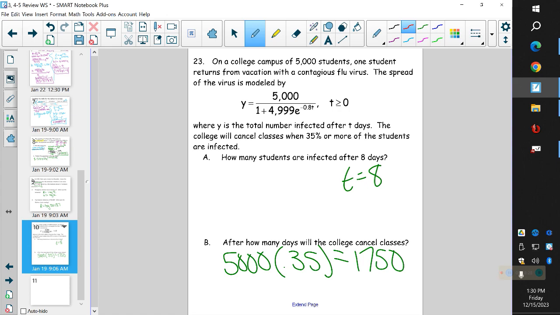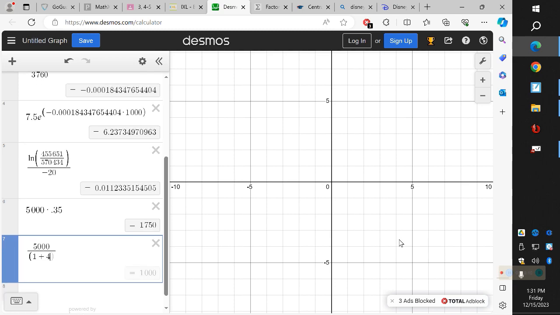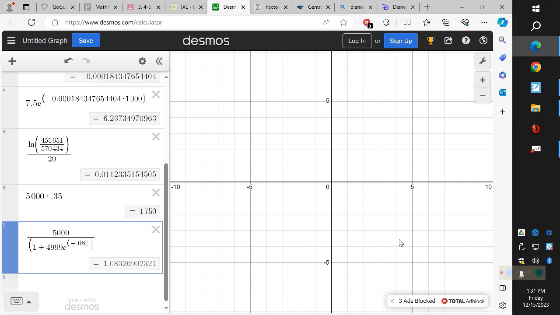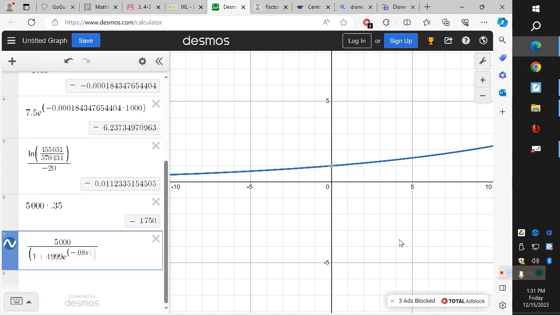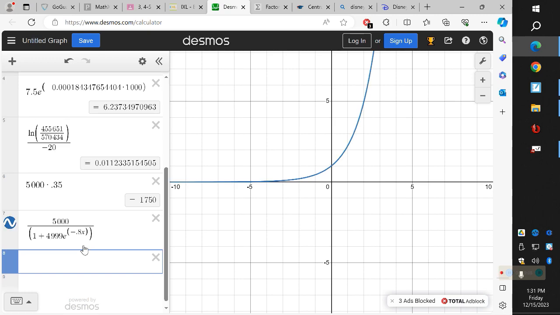So let's talk about the graphing calculator. Whenever we go to Desmos, we're going to enter in this equation. So immediately I'm going to enter in 5,000 divided by the quantity 1 plus 4,999 e raised to the negative 0.8. Was it 0.08 or 0.8? Just 0.8. The t is going to turn to an x because t cannot be seen in Desmos, and I'm going to hit enter.